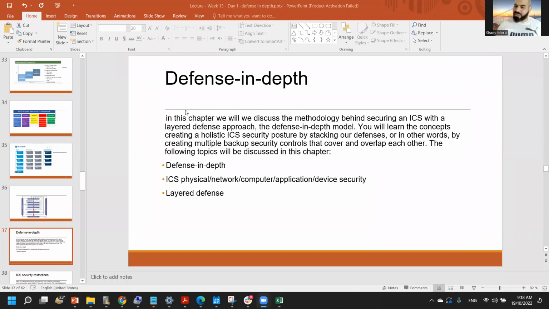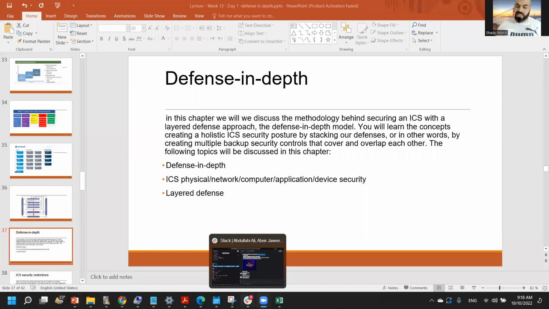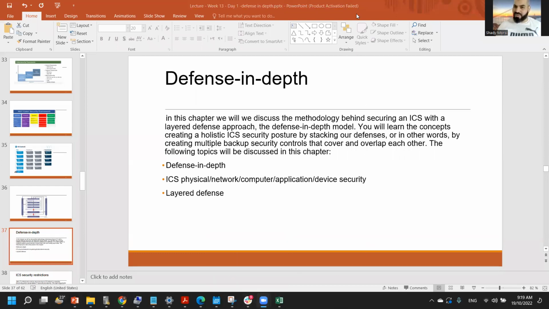Okay, how can I implement these resources? I told you about the different frameworks. Okay, how can we really implement security within the organization? And this is a very important topic, which is defense in depth. You need to really mention this in an interview. And how I implement defense in depth in a very easy way is when you implement defenses, you need to implement it layer after layer. So if a layer fails to protect you, there's another layer to really protect you, or at least to detect the attacks. And in other words, by creating multiple backup security controls that cover and overlap each other.